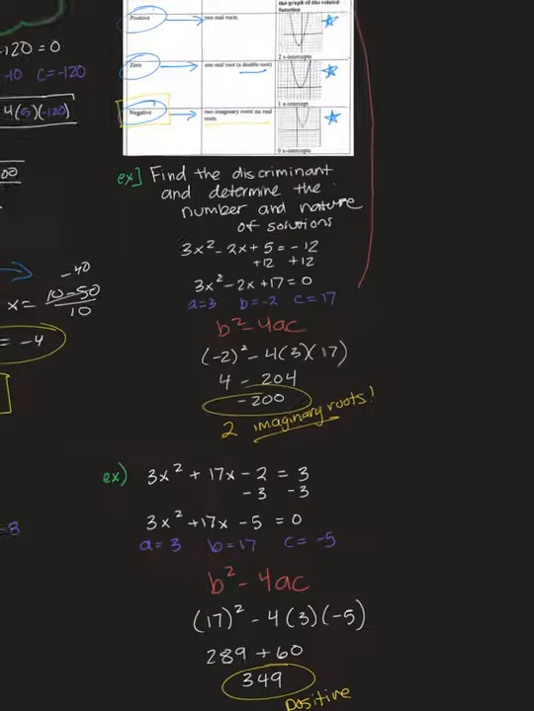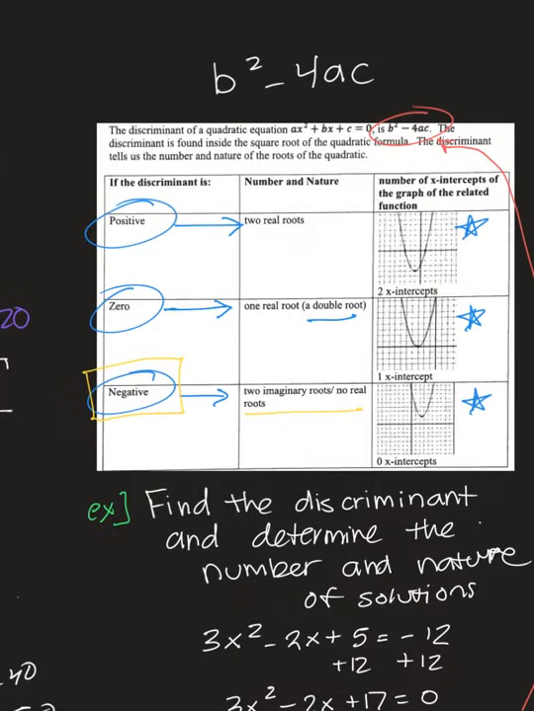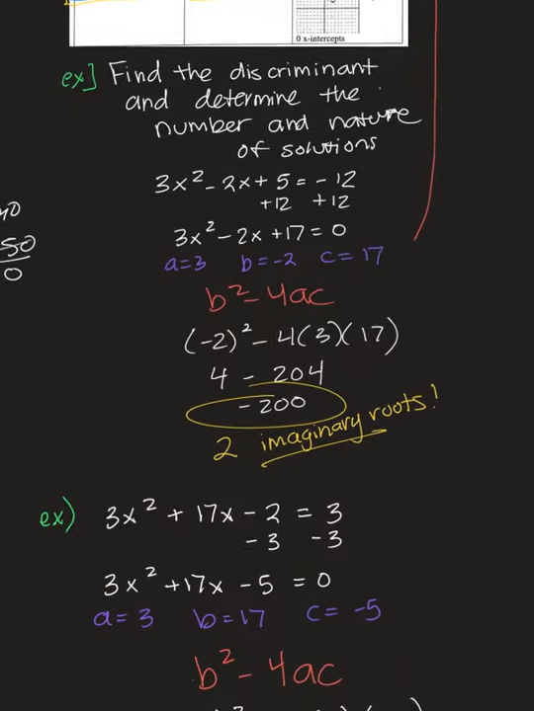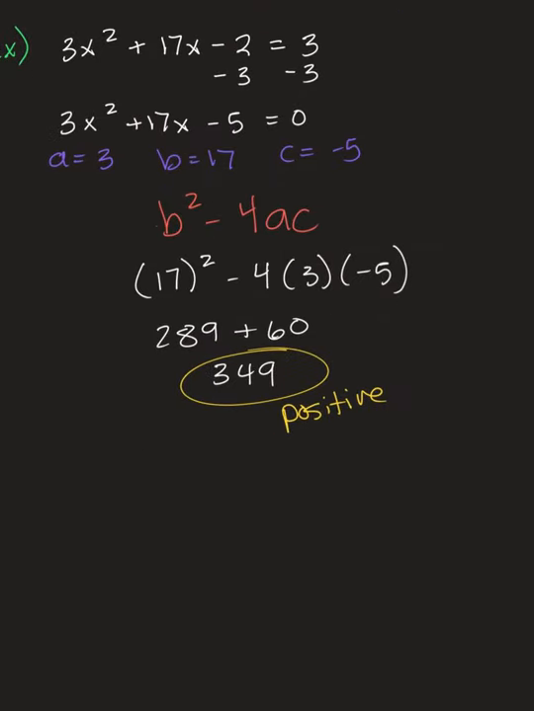So if we look back at our chart up here, when we have a positive number, that means we have 2 real roots. So we can go back down to our answer, and we can write 2 real roots. So that means that if we were to do the whole quadratic formula on this quadratic, that means we will get 2 real roots as our answer.